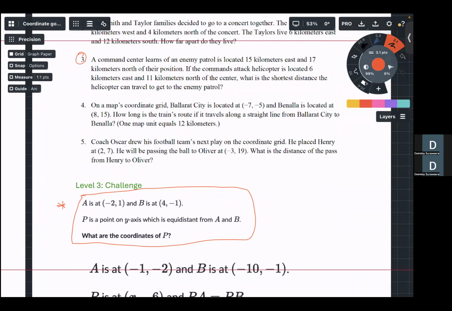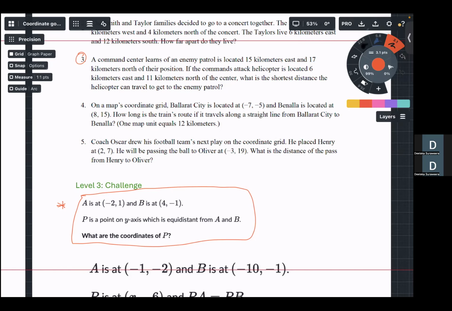Oh, you need to calculate both, don't you? For question 3, you need to calculate both the triangles. No, it's not asking for the distance from the origin of both points. It's the distance between the two. So what is the shortest distance the helicopter can travel to get to the enemy patrol? That's where the helicopter is, so that's the distance you need to find.